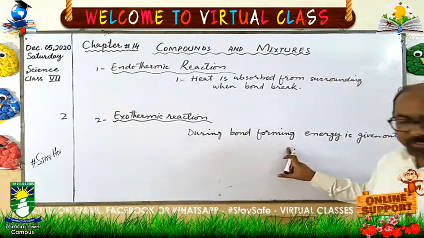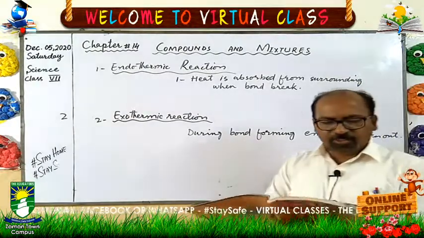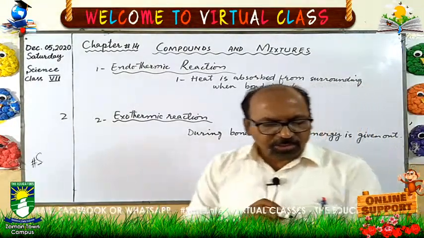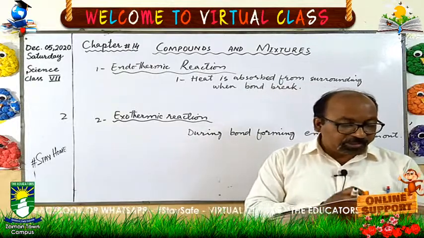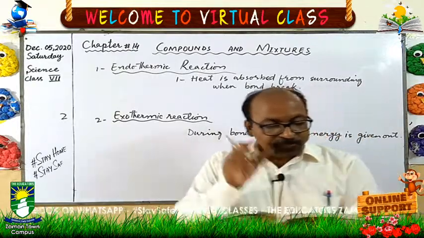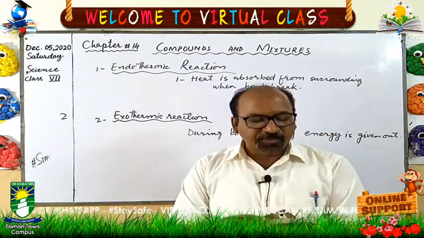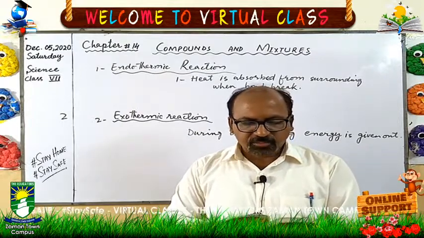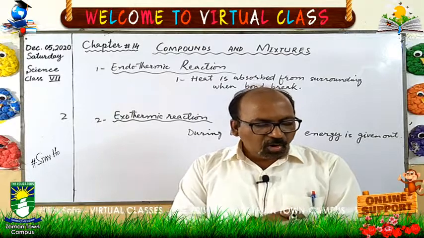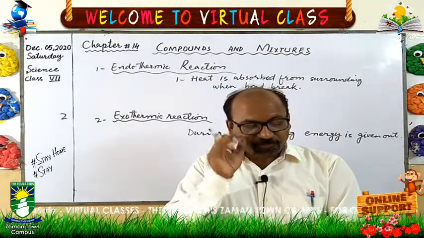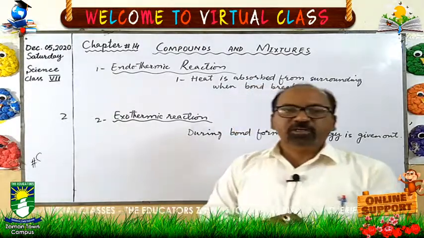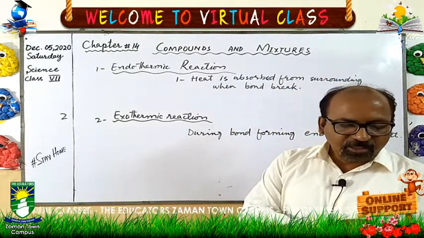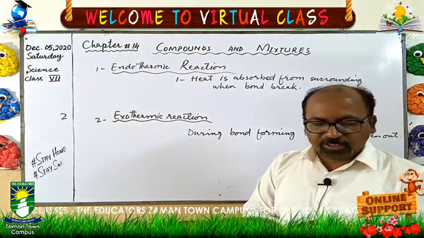During bond forming, energy is given out. Here in your book, something is written wrong. When bonds are being formed, make it clear. Rectify the error: when bonds are being formed, heat is given out to the surrounding. Bond forming, not breaking. Bond forming is called exothermic. Here is a mistake. Bond forming is called exothermic.